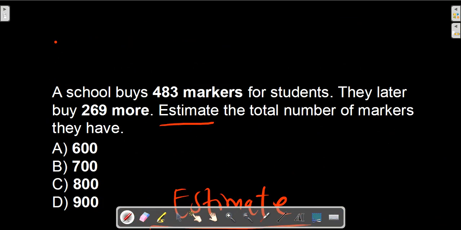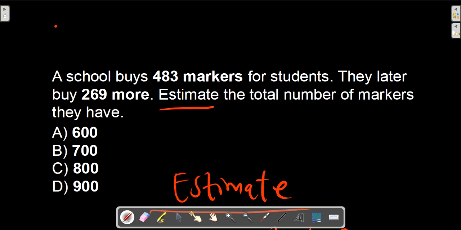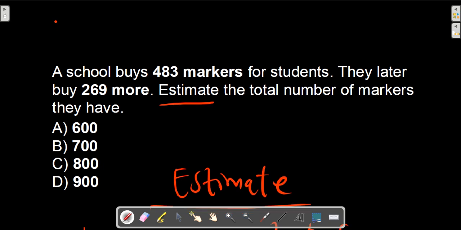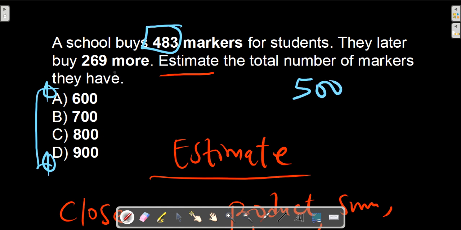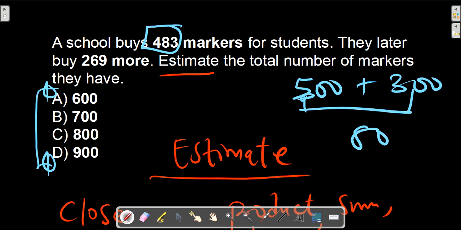Let's go back to the question we've got here. It says a school buys 483 markers for students. They later buy 269 more. Estimate the total number of markers. Now we can see that the options clearly show that our estimation is being done in the hundreds. So we need to round each number to the hundreds. Now 483 rounds to 500 and 269 rounds to 300. Now when we sum up these numbers, we get 800. So the estimated sum is 800.